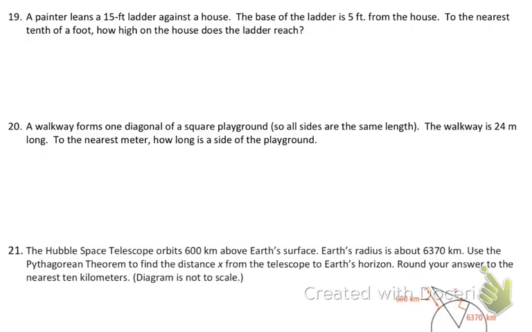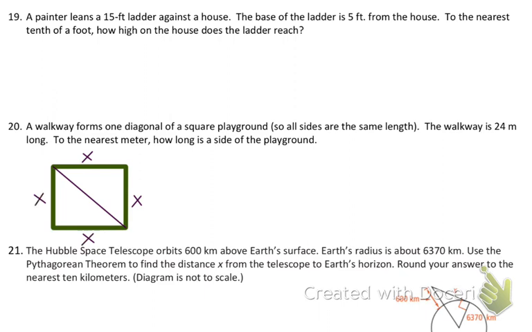All right. Okay, a walkway forms one diagonal of a square playground. So we have a square playground. Let's go ahead and draw that. And the important thing about a square is all the sides are the same length. So we have a diagonal. A walkway forms the diagonal of a square playground. So all sides are the same length: x, x, x, x.